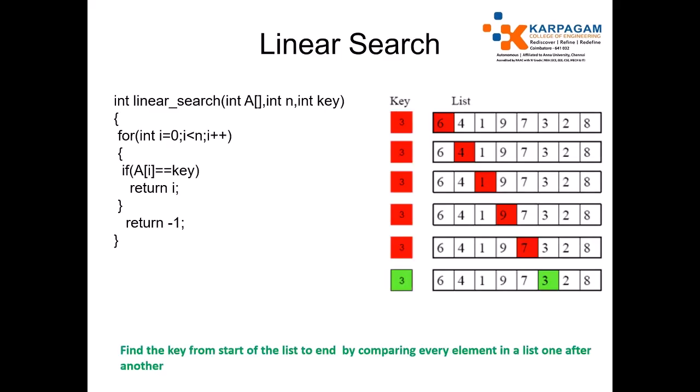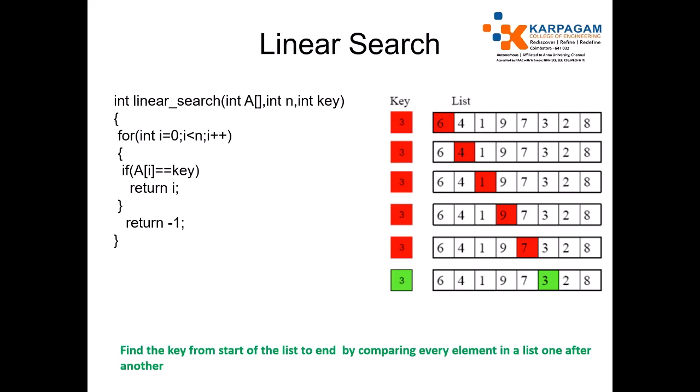There are two kinds of searching: one is linear search, another one is binary search. Actually, searching algorithms are used to find whether the key is available in the list or not. So they can be of two types, linear search and binary search. First, we deal with linear search.